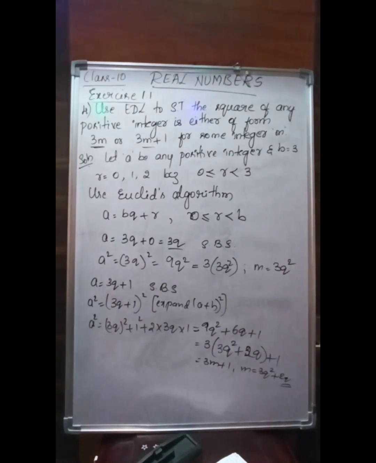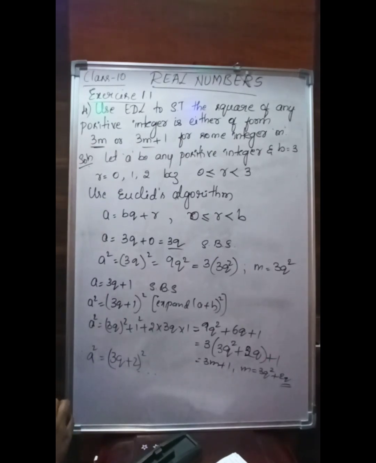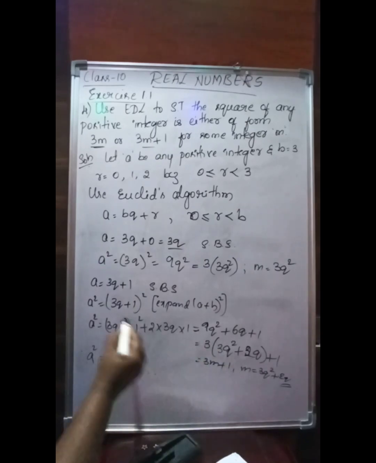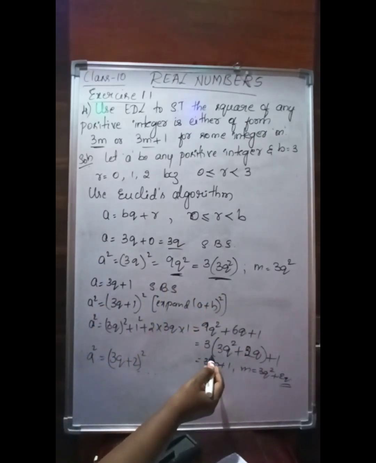You can consider a square equals 3q plus 2 whole square, and you can solve it. Okay, so the square of any positive integer is either of the form 3m, see, this is 3m, and this is 3m plus 1.